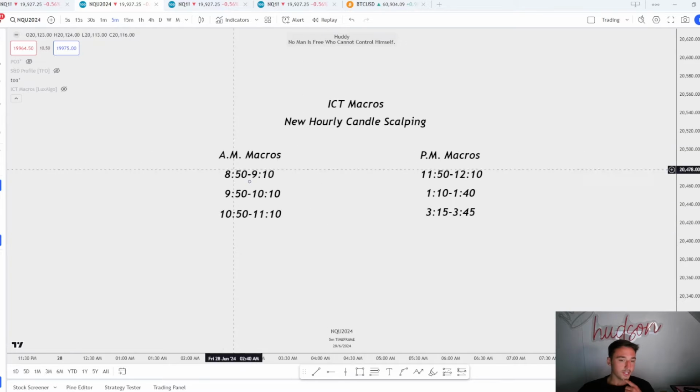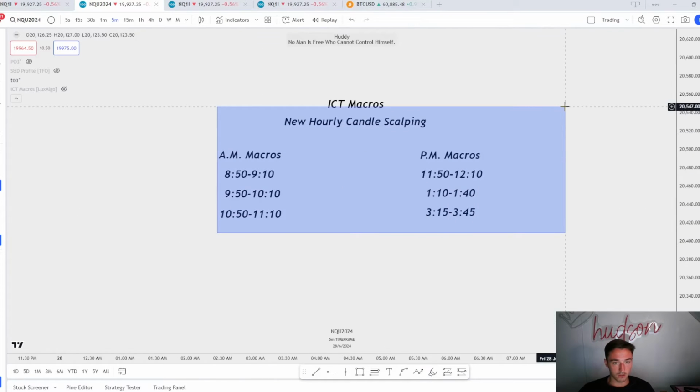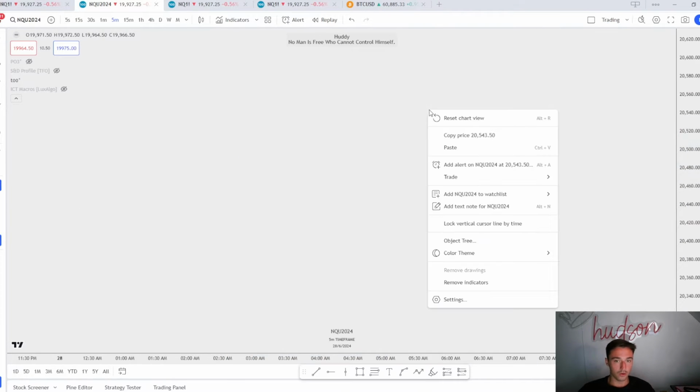I don't trade the PM macros because I don't like trading the PM session. It's just too slow for my liking. I am only going to be going over the AM macros. If you want to go into the charts and take a look at the PM, go right ahead, but I'm not going over something that I don't really trade. I will only take a trade in the PM session if I don't see anything I like in the AM, or if the AM session was not clean. That's the only way I will trade the PM. So we're not going to be going over the PM. If you want to, go right ahead.